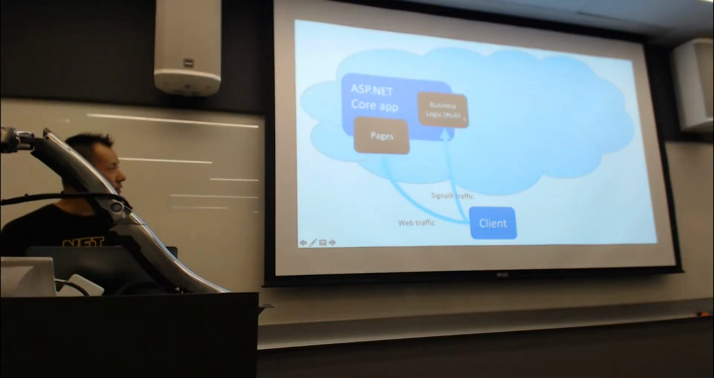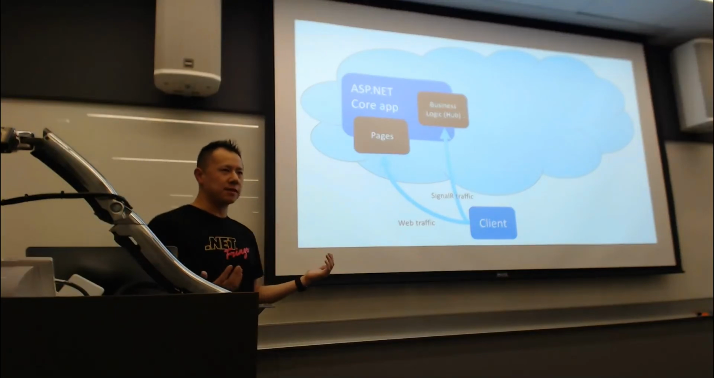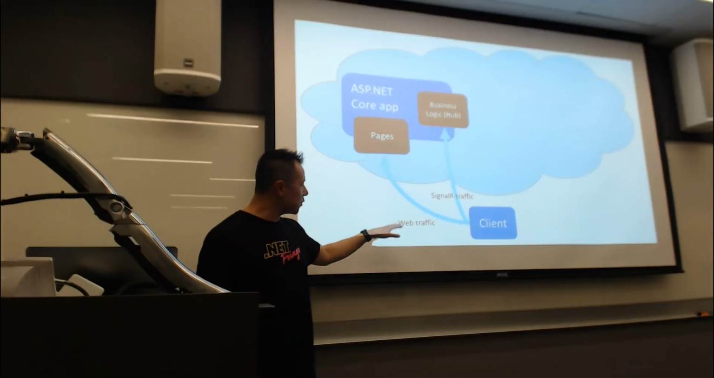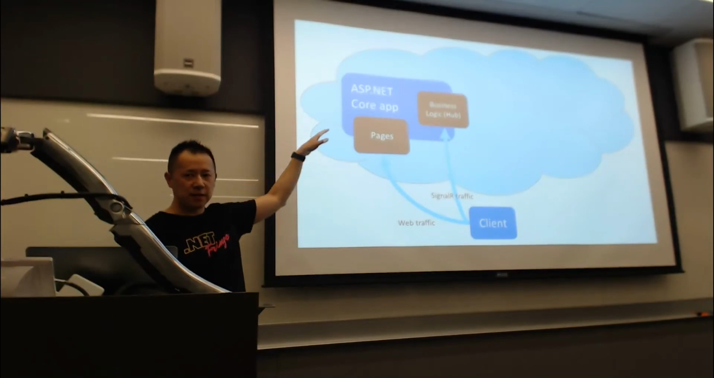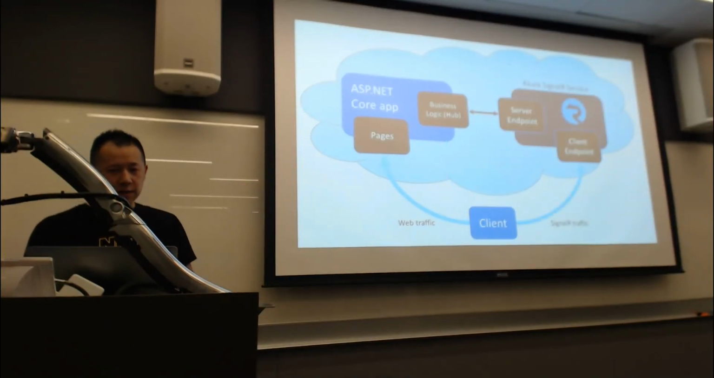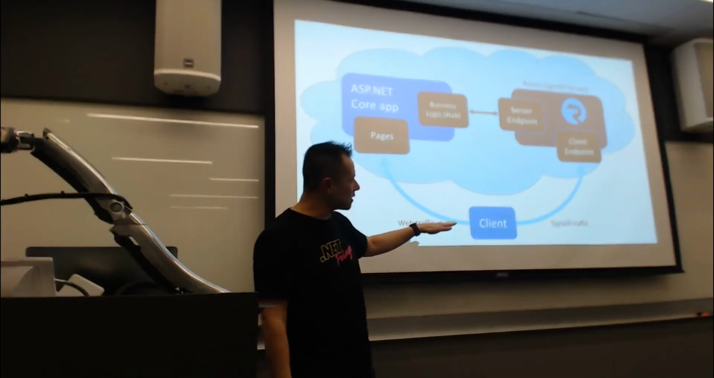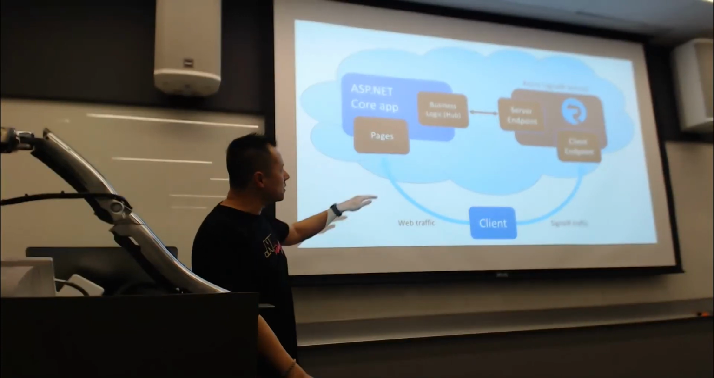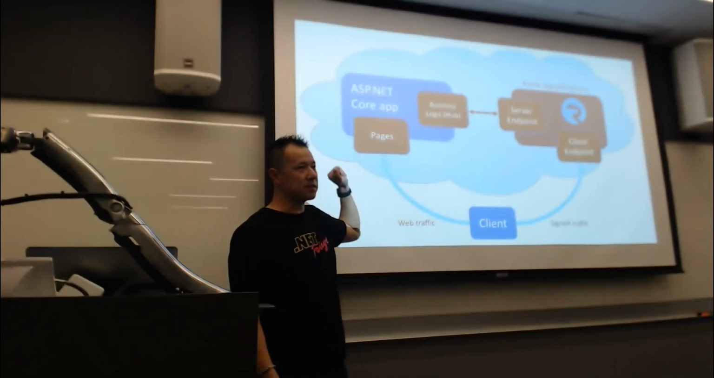Let's talk more. So here's the diagram. If you use SignalR by itself, here's how it works, right? You have all your clients. Both the web traffic and SignalR traffic will go to your Asp.NET Core application. But with the SignalR service, the SignalR traffic goes to the service itself. And there is a WebSocket connection, or actually a few of them, between the service and the server.